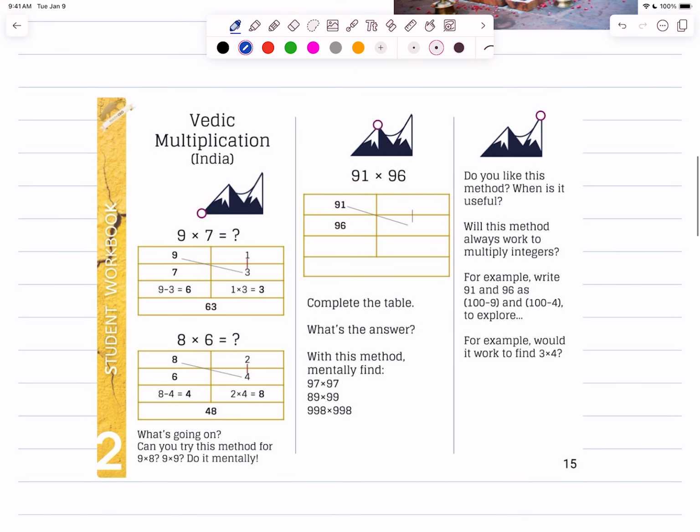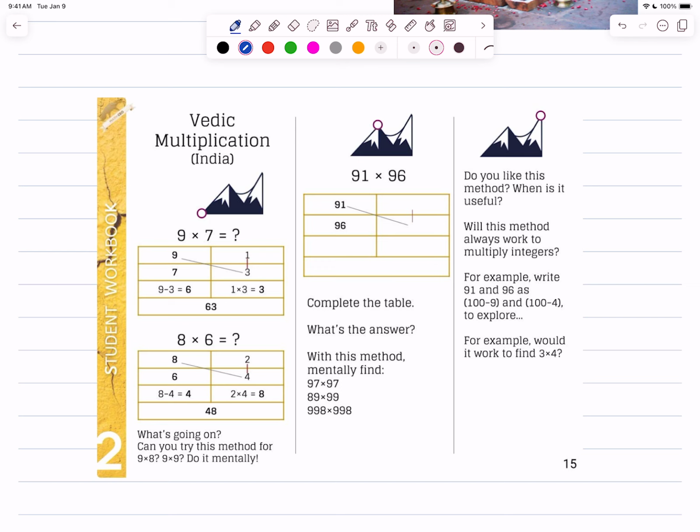So we're going to be multiplying two numbers. This is the page out of the student workbook that you'll be looking at. And there's not a whole bunch of explanation of how this works on this page. So we're going to go into the nitty-gritty about how we're supposed to multiply these two numbers.